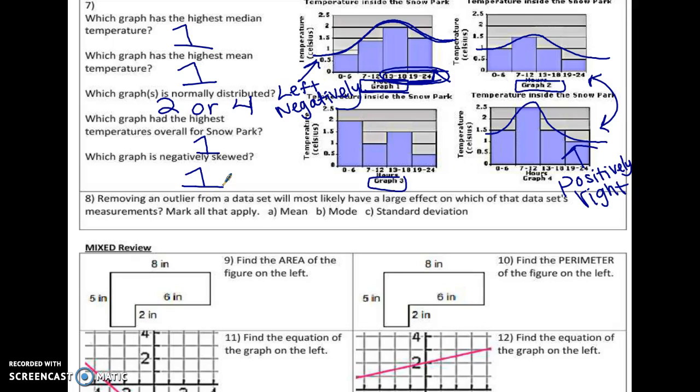Removing an outlier from a data set will most likely have a large effect on which of the data set's measurements? Mark all that apply. Mean, mode, and standard deviation.